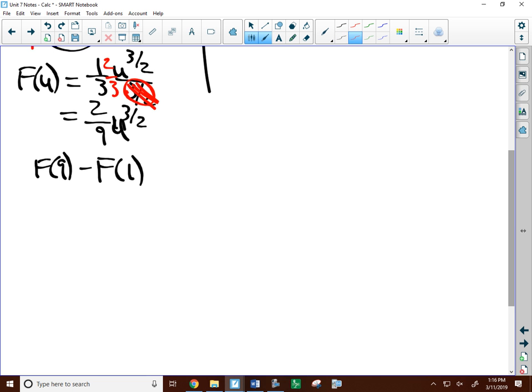All right, so when I plug in 9 here, I'll get 2/9 and then 9 to the 3/2. I mean, you can just use your calculator. Just doing it in my mind, it's 27. 9 to the 1/2 is 3, and 3 cubed, yeah, it's 27. So we'll get 2 times 27, 54 over 9.